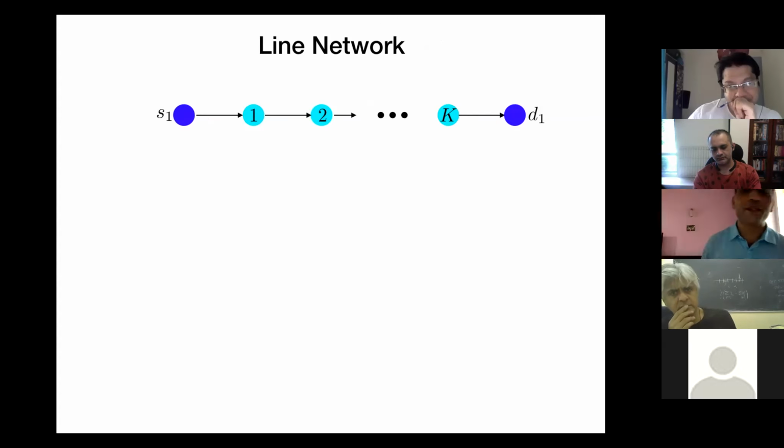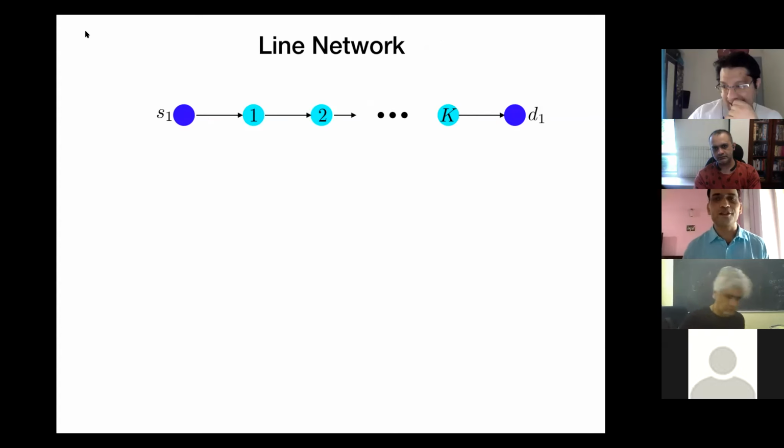So let's begin with a very simple network. Before making any bold claims about general networks, let's start with a line network. There's a single source, a single destination, and a bunch of servers in between. Every job which arrives at S1 has to be processed by each of these K servers before it can go to D1. And all these servers have the same power function.